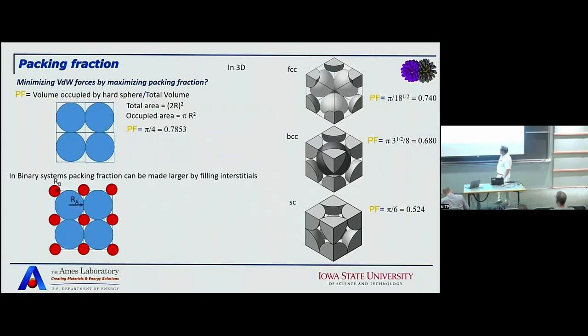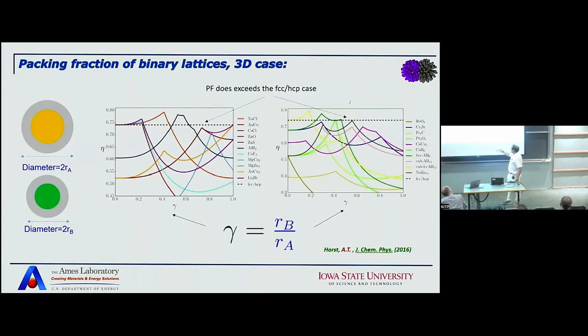In other words, the packing fraction depends on the ratio between the radius or the diameter of the large to the small spheres. When you go to three dimensions, for each lattice, depending on the ratio of the two spheres, you will get plots that look like that. This is a whole listing of lattices. And you see that you typically have... Let me see here. Okay, you will have that.